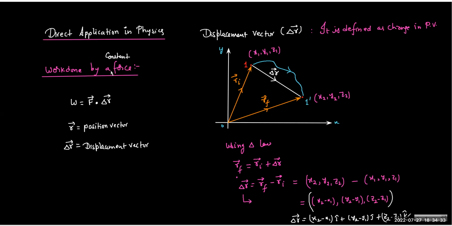And the question is simple: how to find the magnitude? So what will be the mod of delta r?